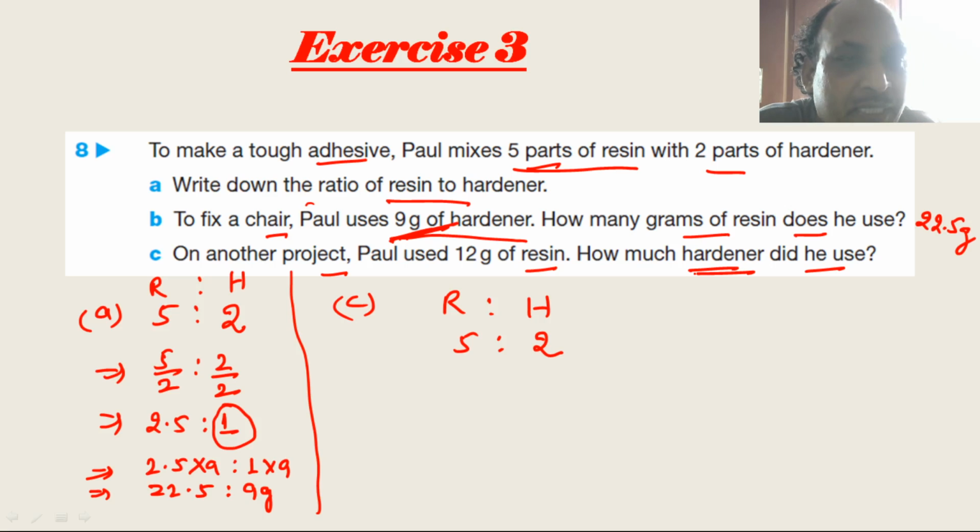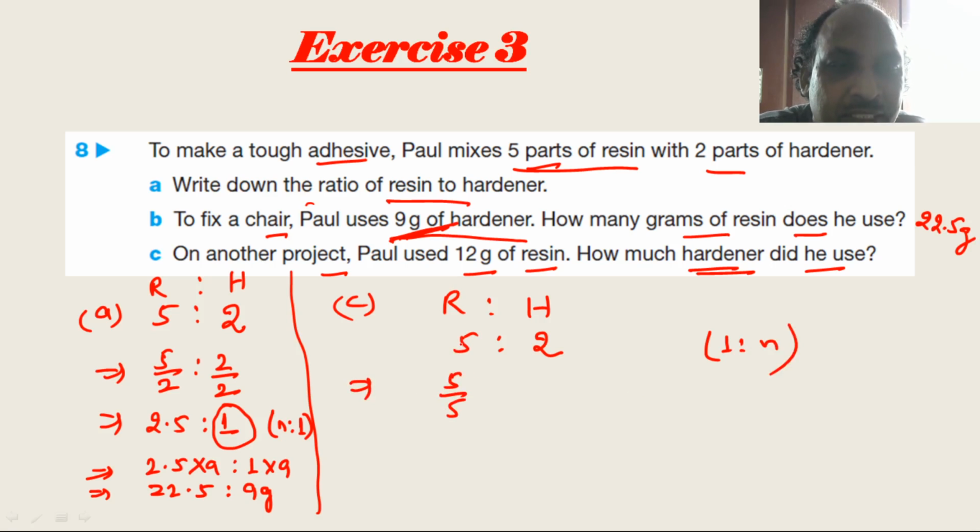So what we will be doing, because resin is given to us, on the resin side we will make it 1. Here we have converted in the ratio n is to 1, but we want to convert it as 1 is to n. So how will we make it? Again dividing both sides by 5. This time you are dividing as per the first part, because we want to make the first one 1. So we need to divide it by itself. So 5 by 5 is to 2 by 5, and it is giving us 1 is to 0.4.